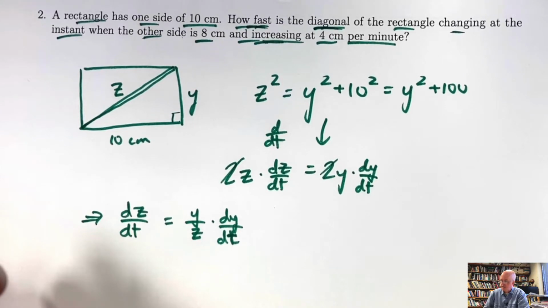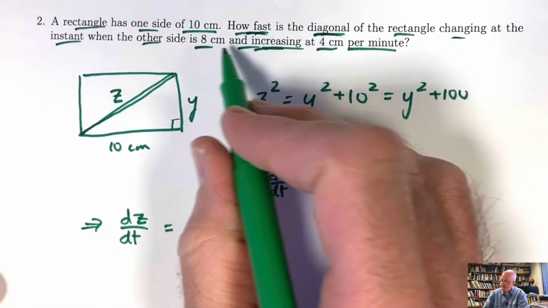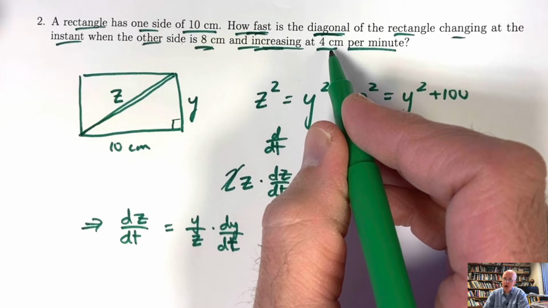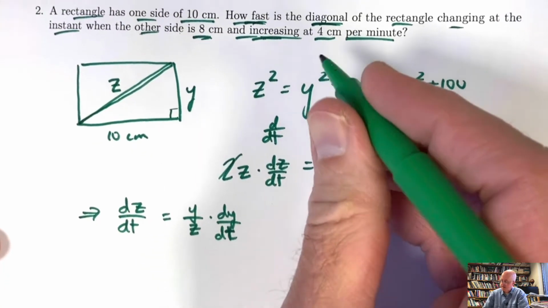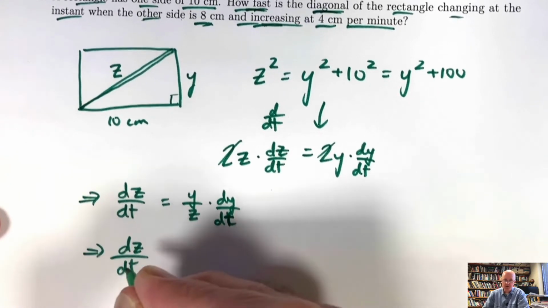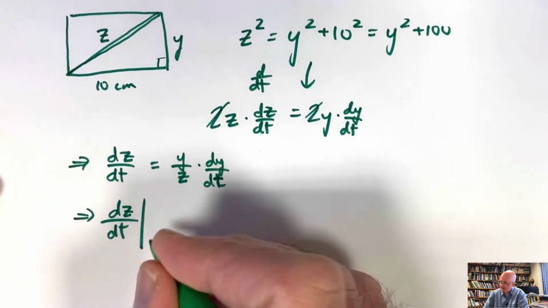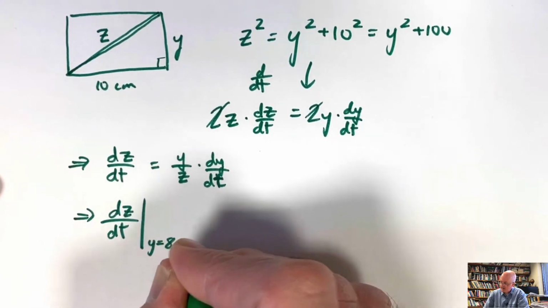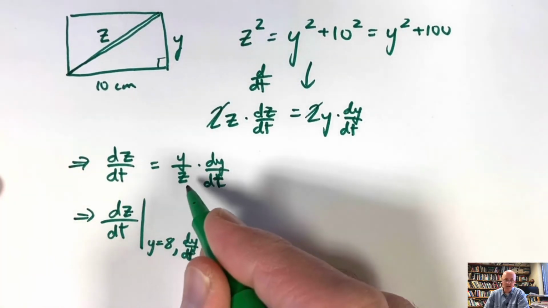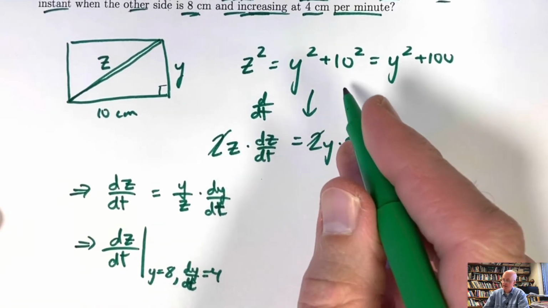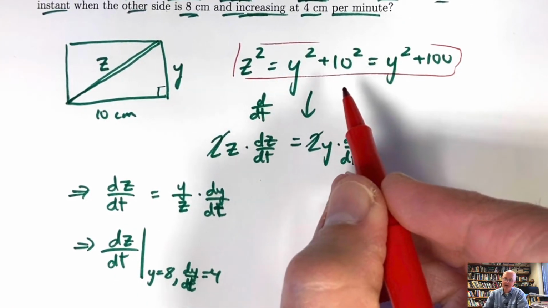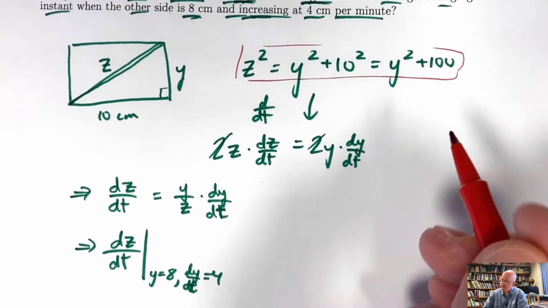So we're at a certain moment in time now when the other side happens to be 8 centimeters. Y does equal 8 at this moment in time. And at this moment in time, dy dt is positive 4 centimeters per minute. So to solve the problem now, plug the numbers in here. Maybe I'll use the vertical evaluate-at notation to emphasize I'm plugging in y equals 8, dy dt equals 4. And there is one other thing to find before I can plug things in. I need to know what z is. Well, that just comes from the Pythagorean theorem. This relationship between z and y works no matter what t is, and in particular at the moment in time when y happens to be 8 centimeters.